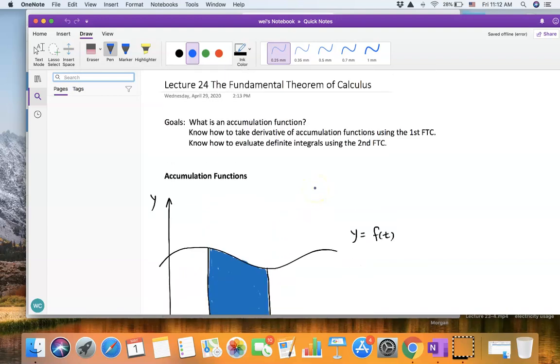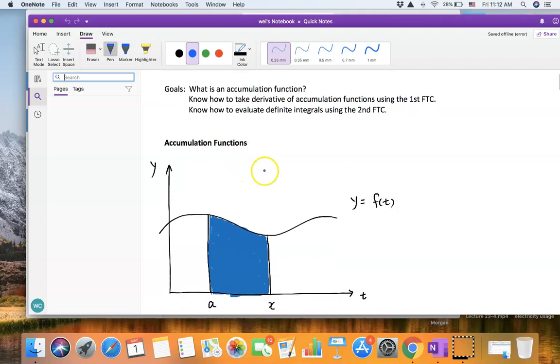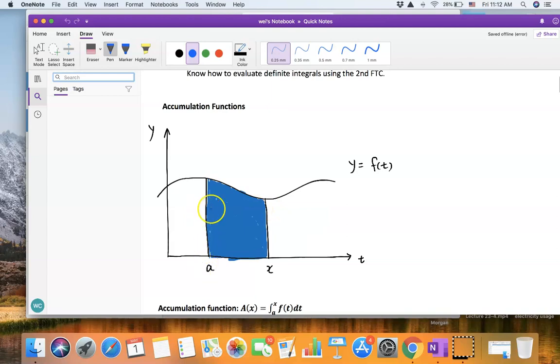Hi guys. In this video, I wanna show you what an accumulation function is. Let me show you how this function is defined. Here we have a graph of a function y equals f of t. Now, on the graph there is a region. It is bounded by the graph of the function y equals f of t, by this horizontal axis, the t axis, and by the line t equals a, and bounded by this variable.